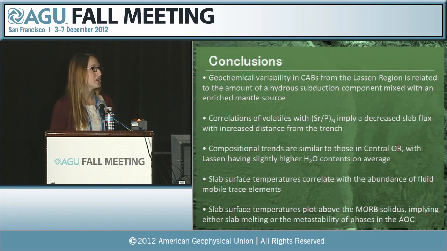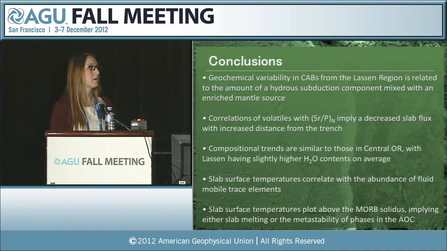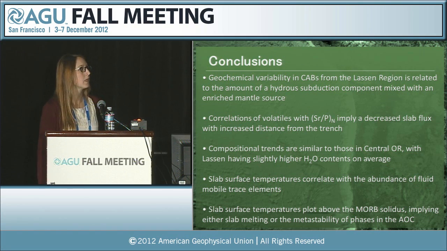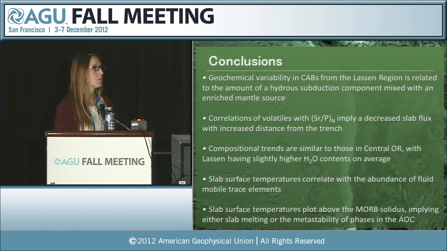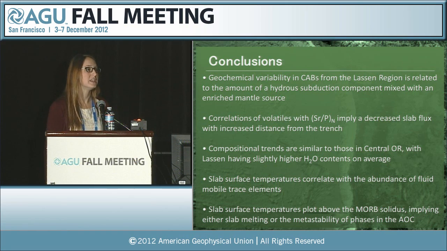Okay, so in conclusion, the geochemical variability in calc-alkaline basalts in the Lassen region is related to the amount of this hydrous subduction component mixed with an enriched mantle source. The correlations of volatiles with strontium and phosphorus imply a decreased slab flux with increased distance from the trench and depth to the slab. The compositional trends are similar to those found in Central Oregon, with perhaps the Lassen region having slightly higher water contents, indicating a slightly increased slab flux.